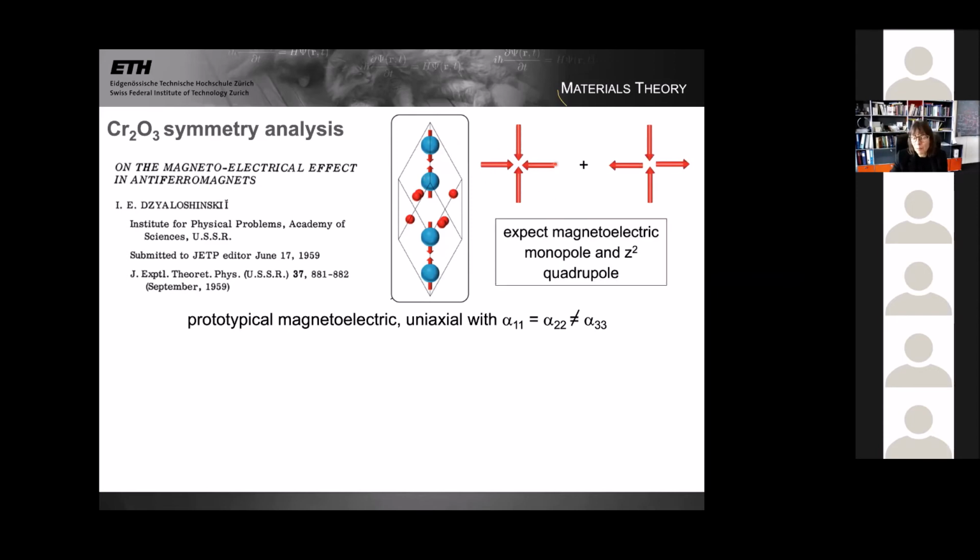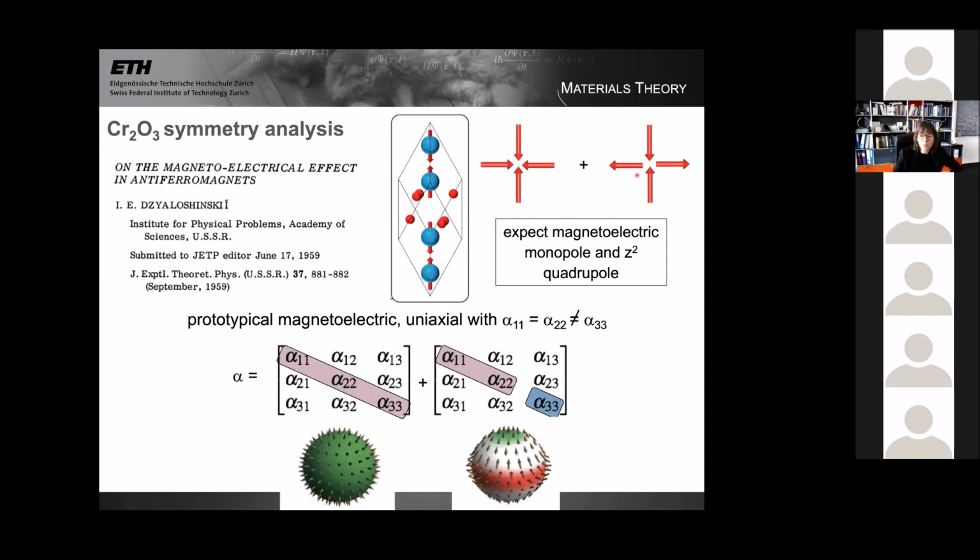The 4 spins pointing in, if I did this in 3 dimensions, would look like the hedgehog that we've just been looking at. And the 2 in, 2 out look like a quadrupole, right? And so I would expect the magnetoelectric response of chromium 203 to have the response of a monopole, which was the isotropic diagonal response, plus the traceless response of the z-squared quadrupole. And this, of course, is exactly what's seen.